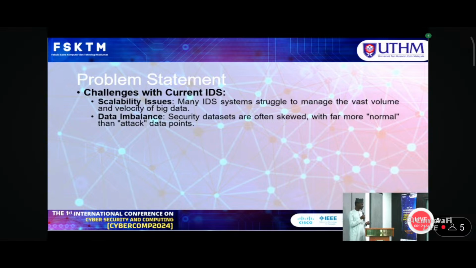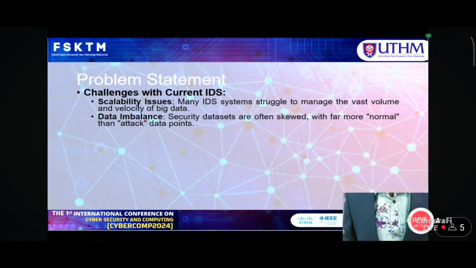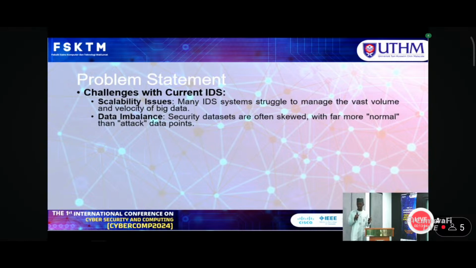Then the data imbalance. Security datasets are often skewed, with far more normal activity than attacks. For example, in fraudulent activities, 99% of activities are normal, and maybe only 1% can be identified as fraud. In this case there is an imbalance in the data: just 1% of the data gives you information about fraud, and 99% is about normal activities.